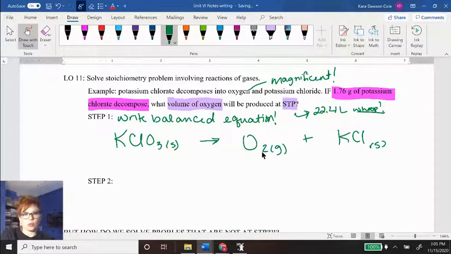The only thing that's out of whack here is my oxygen. I have a 2 and a 3. The common multiple between 2 and 3 is 6. So I would put a 2 in front of KClO3, a 3 in front of oxygen, and then another 2 in front of KCl.